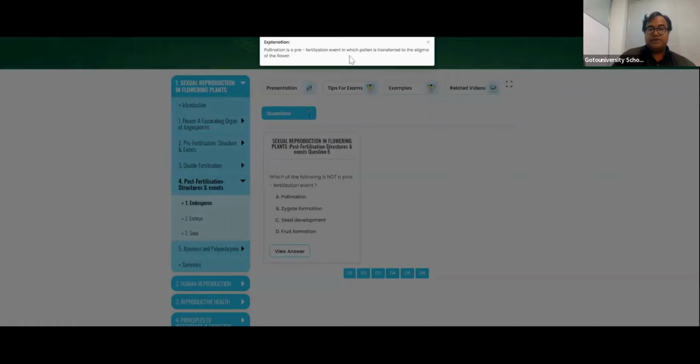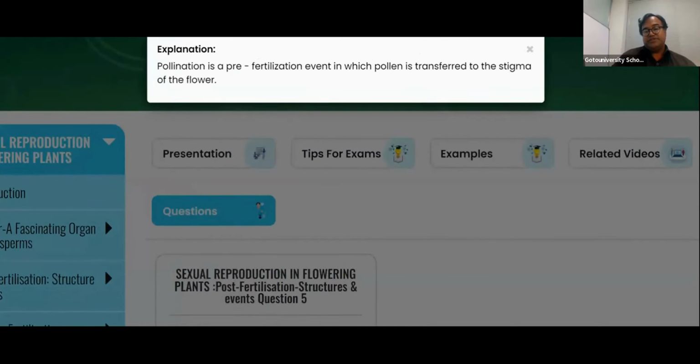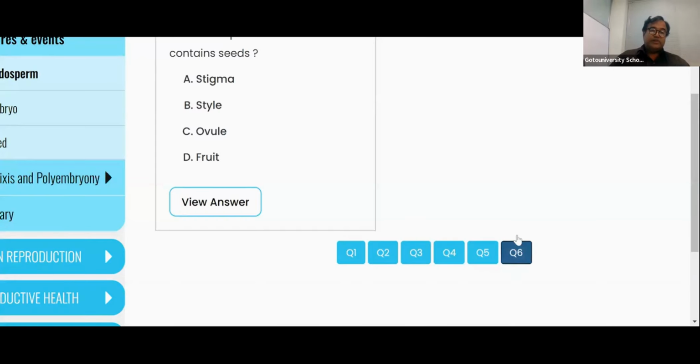So we should be very, very careful. Pollination is a pre-fertilization phase. It's not part of the post-fertilization phase. So we discussed a 2-mark question, a 5-mark question, a 3-mark question, and an assertion-reasoning question. All the varieties of questions we discussed today.